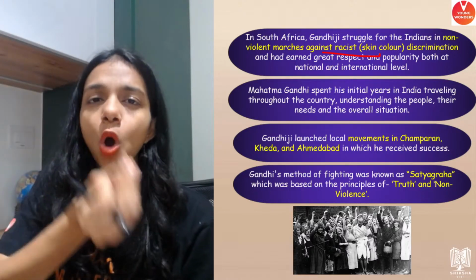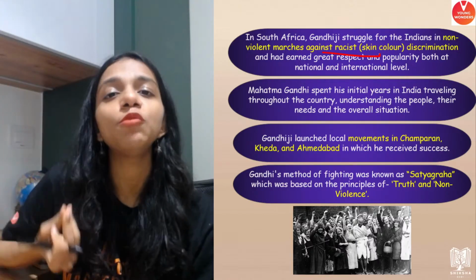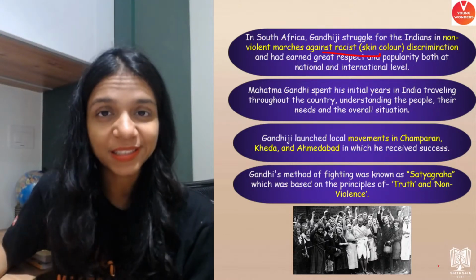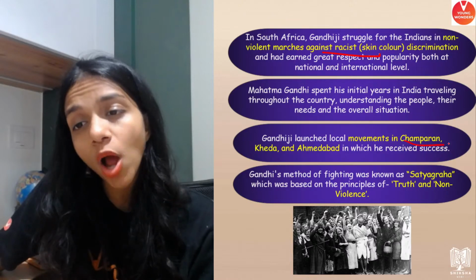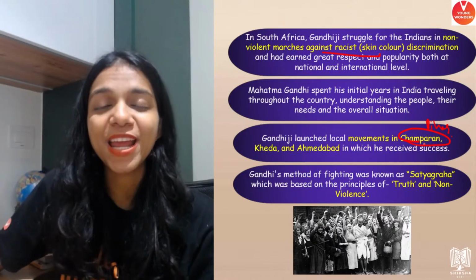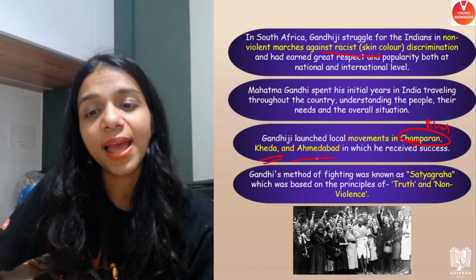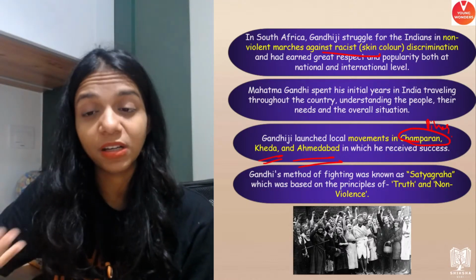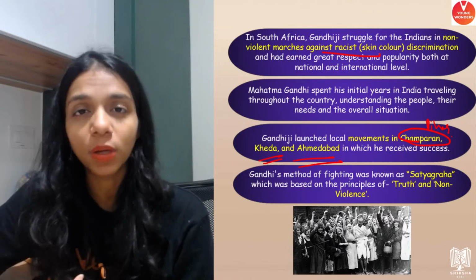Now, a very small peasant, a farmer, went to Gandhiji and said that please come to my village and look at the plight of the indigo farmers. Look at what they are going through. And that is when he went to the small village of Champaran in Bihar. Right? और वहाँ पर उन्होंने indigo farmers के लिए काफी लड़ाई की. Then he also went to Kheda and Ahmedabad where he started small movements, for example, for cotton mill workers. And वहाँ पर he received success and popularity of the local people.